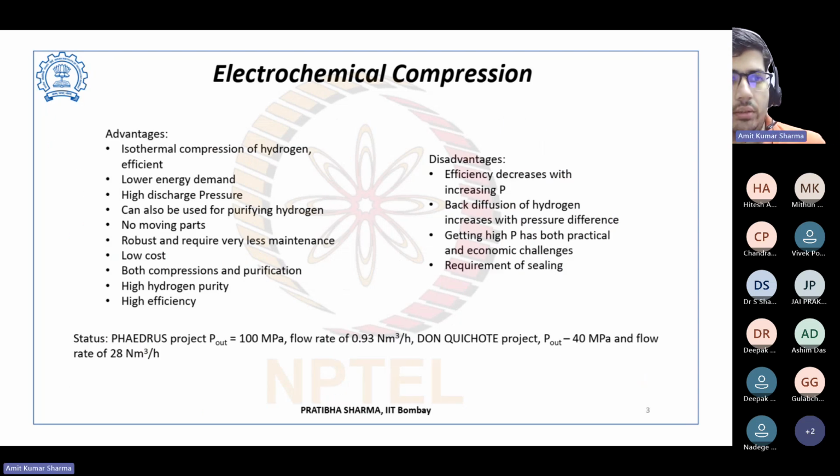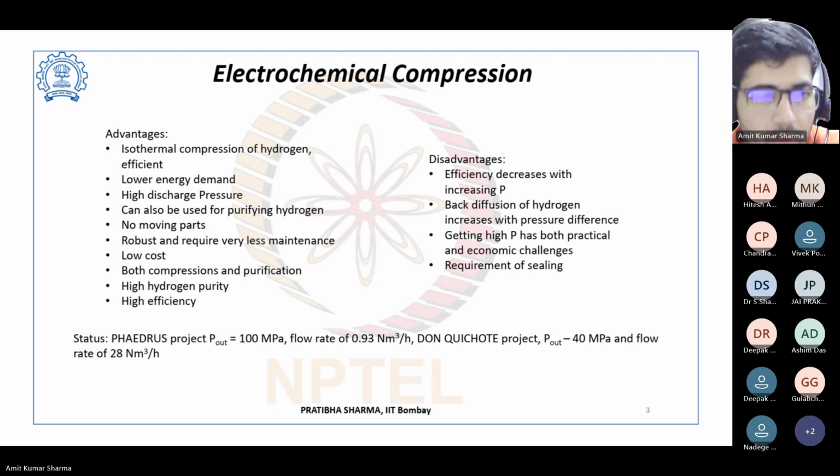So advantages: isothermal compression of hydrogen is efficient, low energy demand, high discharge pressure, can be used for purifying hydrogen, no moving parts, robust and requires very little maintenance, low cost, both compression and purification, high hydrogen purity, and high efficiency.